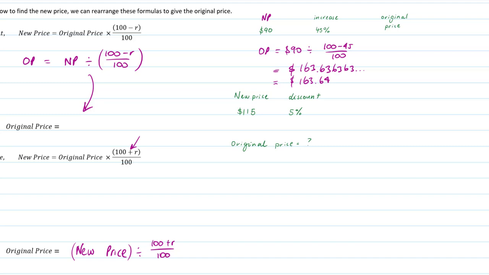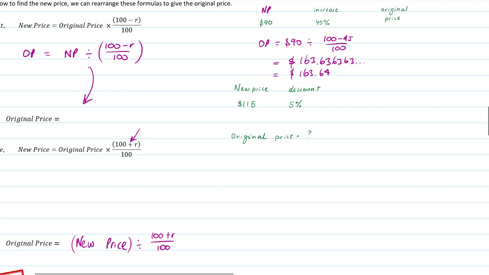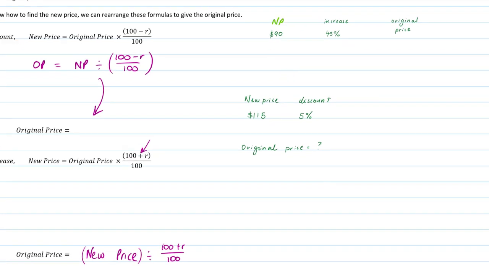Okay. Now let's talk about a second question, a new price and a discount of 5%. So our new price was allocated a discount of 5%. We can work out the original price from that. Okay, so in the first example we have a new price of $90 and we know that it was increased by 45%. So we want to work out the original price. If it's increased by 45%, we know the original price was less than $90. 45% is nearly 50%, so it's about half, a bit more, maybe $50.